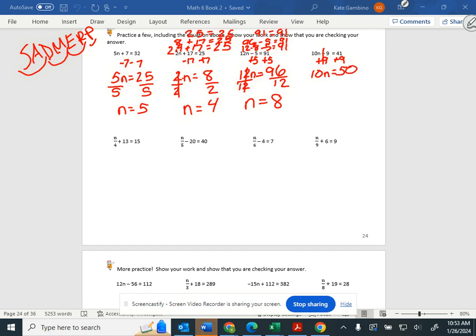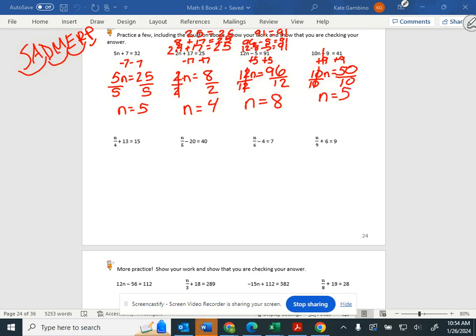What's my next step? 10n equals 50. What should I do? I'm looking for some more people to make sure we are knowing what to do. What should I do? Lilia? Divide by 10. Yeah, we are multiplying by 10 here, so opposite would be divide by 10. 10 divided by 10 gets me 1n. 50 divided by 10 gets me 5.